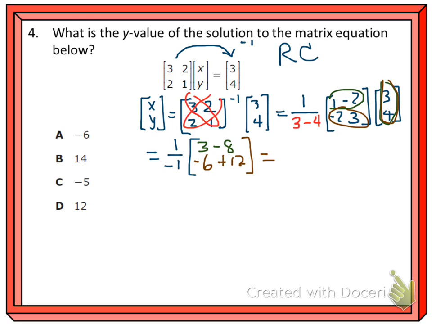So this is going to be equal to negative, it's still orange. On the top I got a -5, and on the bottom I have a +6, which makes this a +5 and a -6. And we were only looking for the y-coordinate there, so the y-coordinate has to be -6. The answer is A.